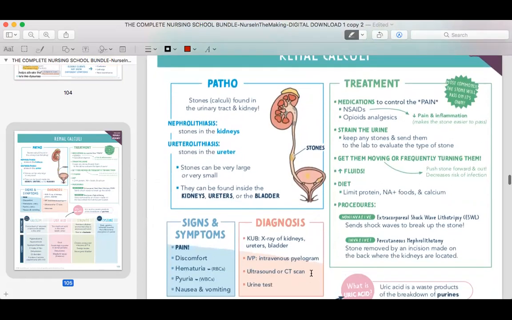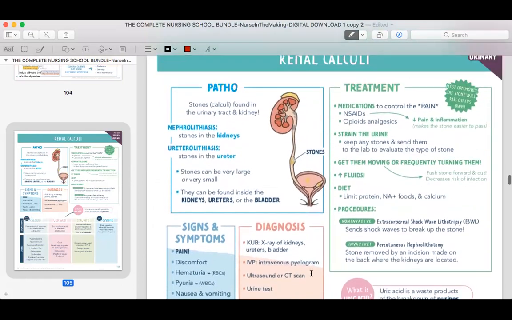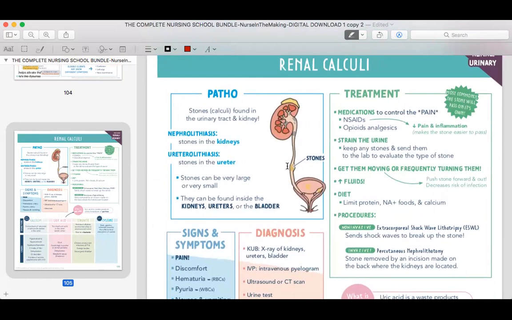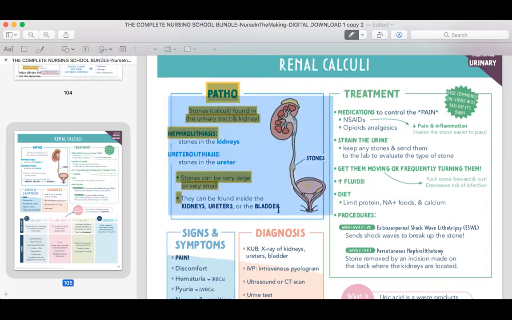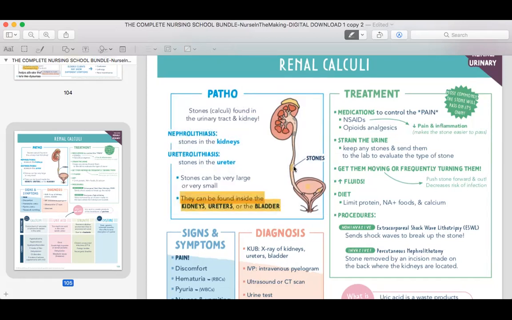Renal calculi, this is where you have calculi, aka stones, in your urinary tract, your kidneys. You can have it up here, right? You have it down here or here. Stones in the kidneys, stones in the ureter. This is called ureterolithiasis, which is in the ureter. Nephro, I don't know how to pronounce that, but it's right here. Or you can have it in the bladder. So it's important to know that it can be anywhere: kidney, ureter, and your bladder.